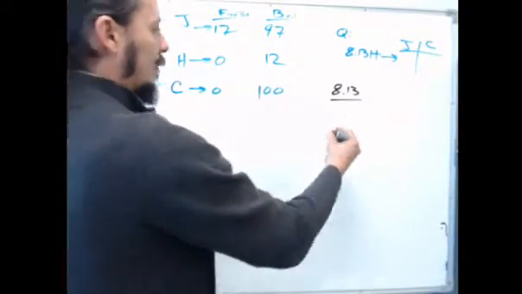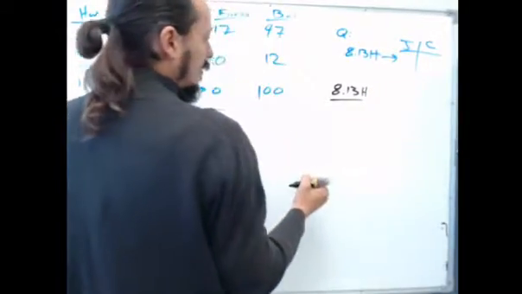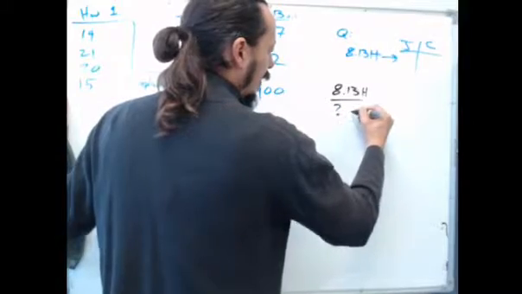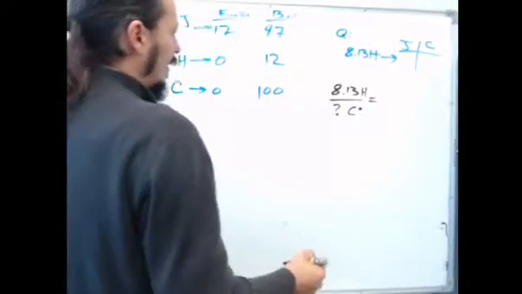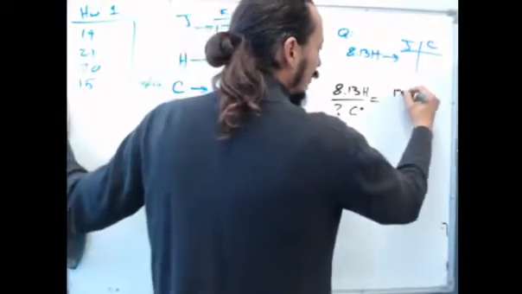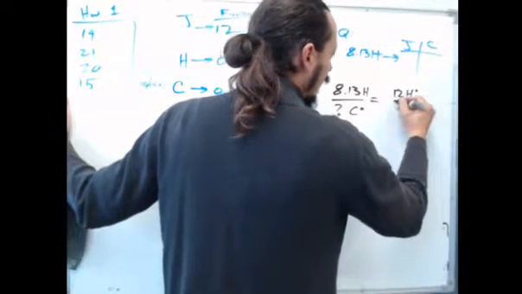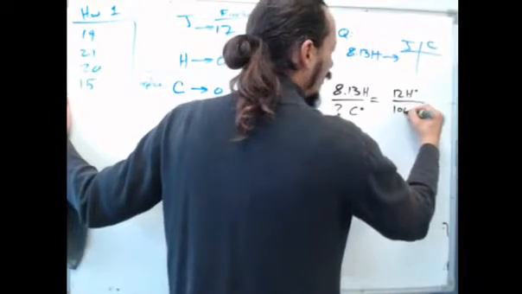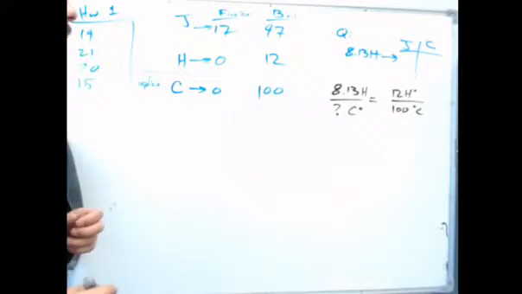Wait, I'm messing this up. 8.13 Hydes is question mark Celsius, as 12 Hydes is 100 Celsius, right? Now, why do we get to do that? It's a ratio. Yeah, right.